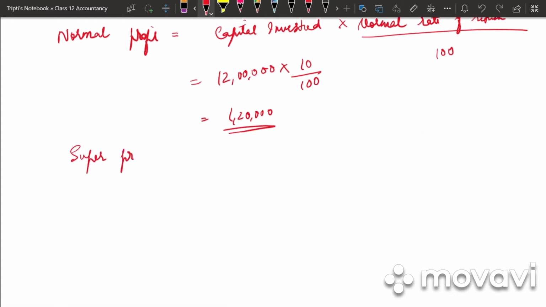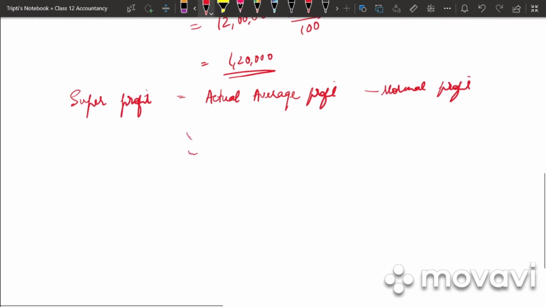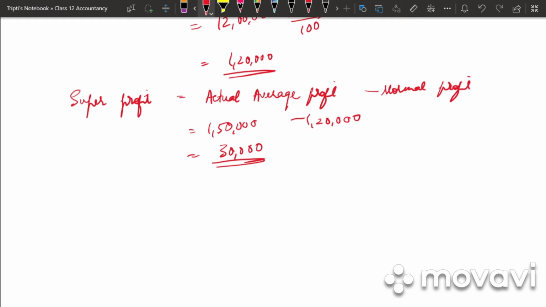Next we find out super profit. Super profit is equal to actual average profit minus normal profit. What is the average profit? We already found out the average profit. It is 1,50,000. So 1,50,000 minus 1,20,000. Super profit is 30,000.